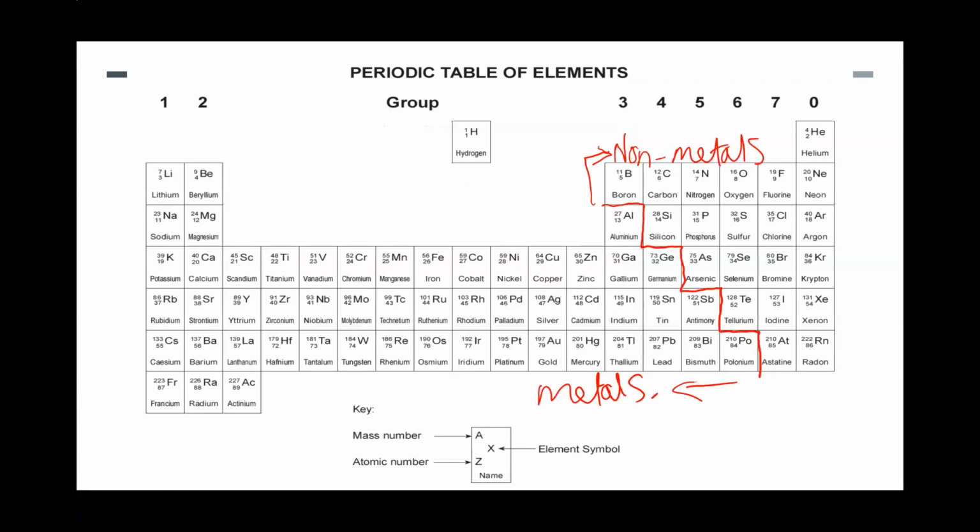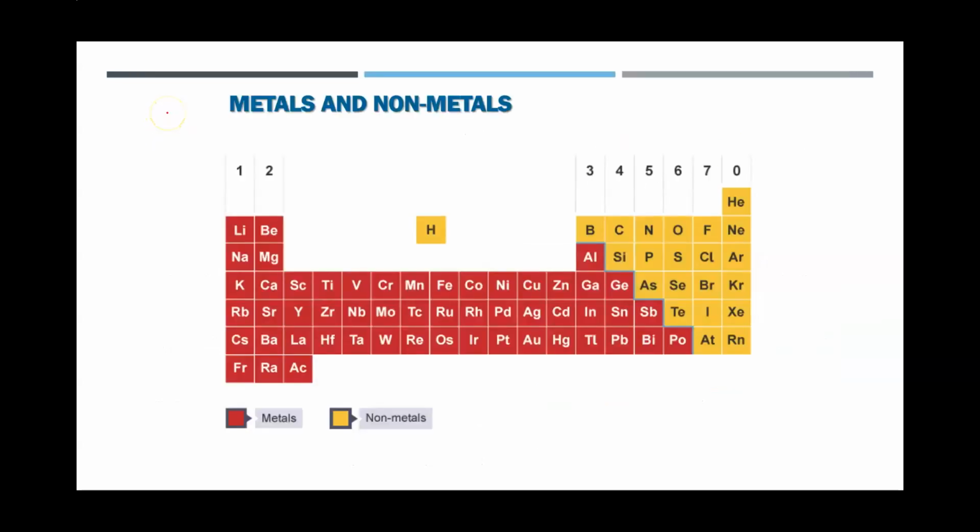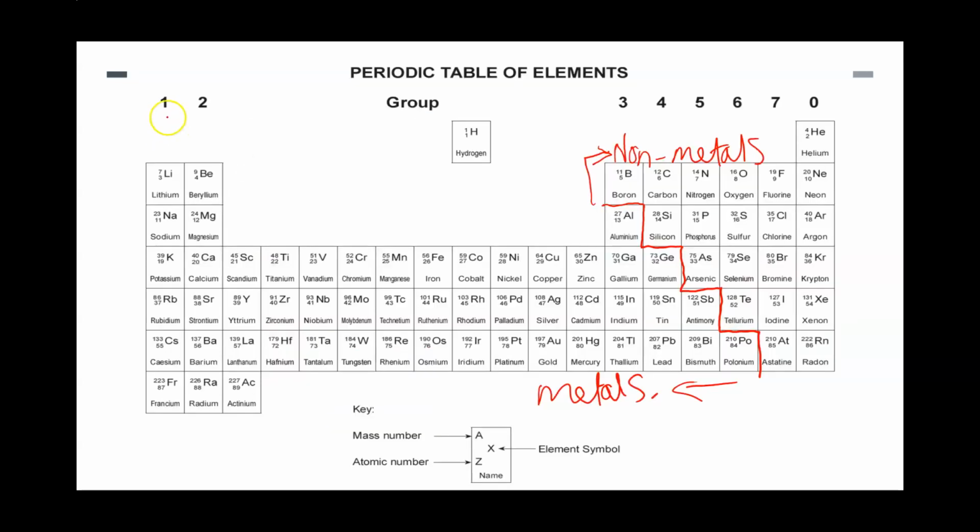So going back to our periodic table of elements that you would be given, you can see on this that your groups are numbered. So this one is group 1. And then we have group 2, group 3, group 4 going down, 5, 6, 7. And this last one is called group 0.